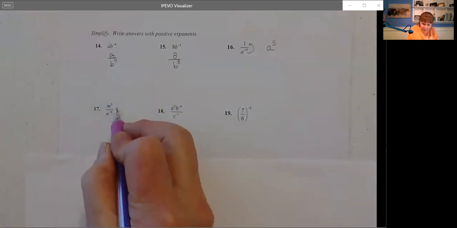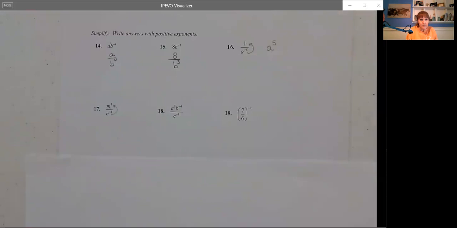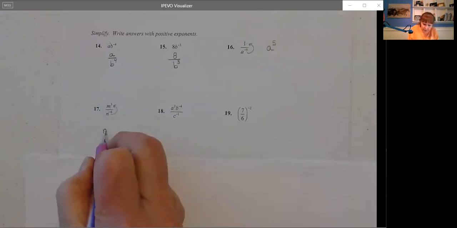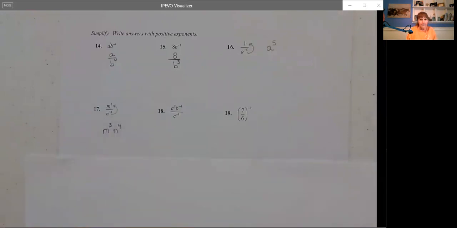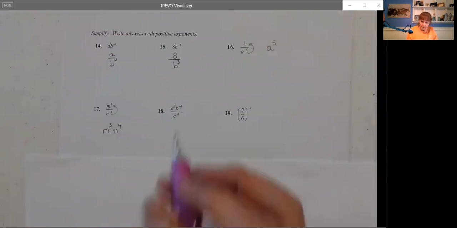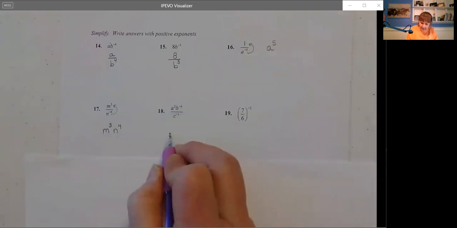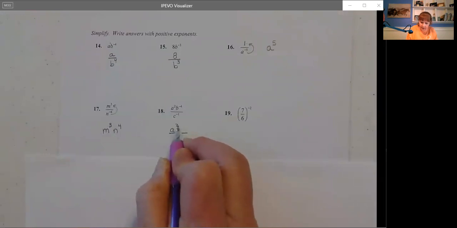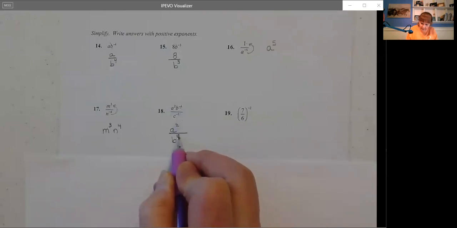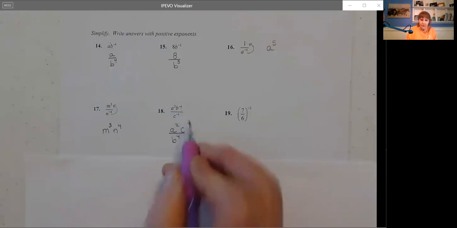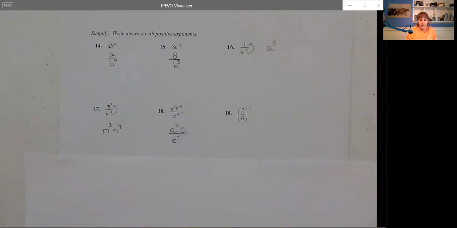Let's see what else. Okay, let's do some more. So here, this will come up. If I want to write it with positive exponents, the m cubed stays, it's already positive, that will come up. And you're done. Let's look at this one. The a squared stays. I'm going to draw my bar here. The a squared stays. This b comes underneath, and that c comes up to the first. Okay, and you're done.